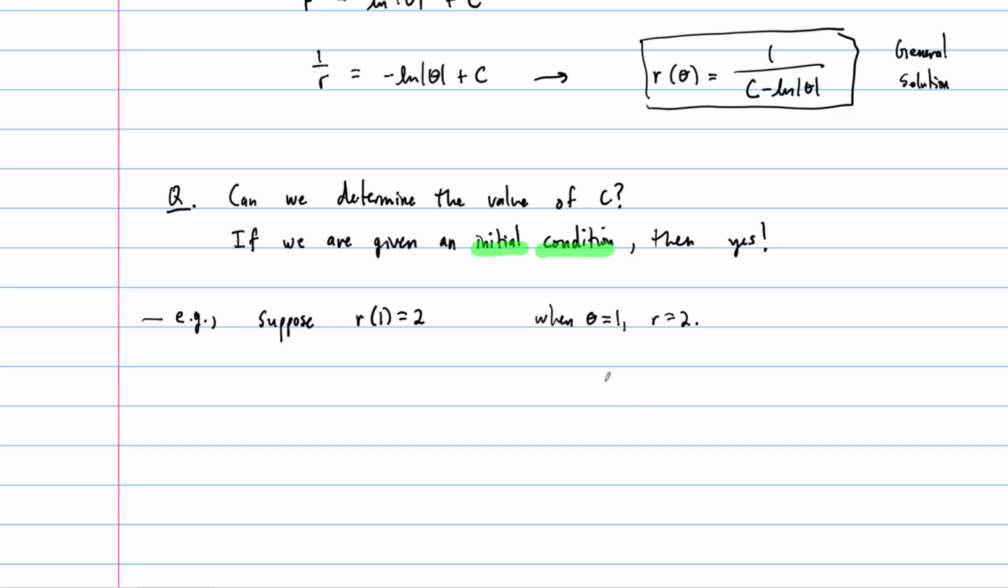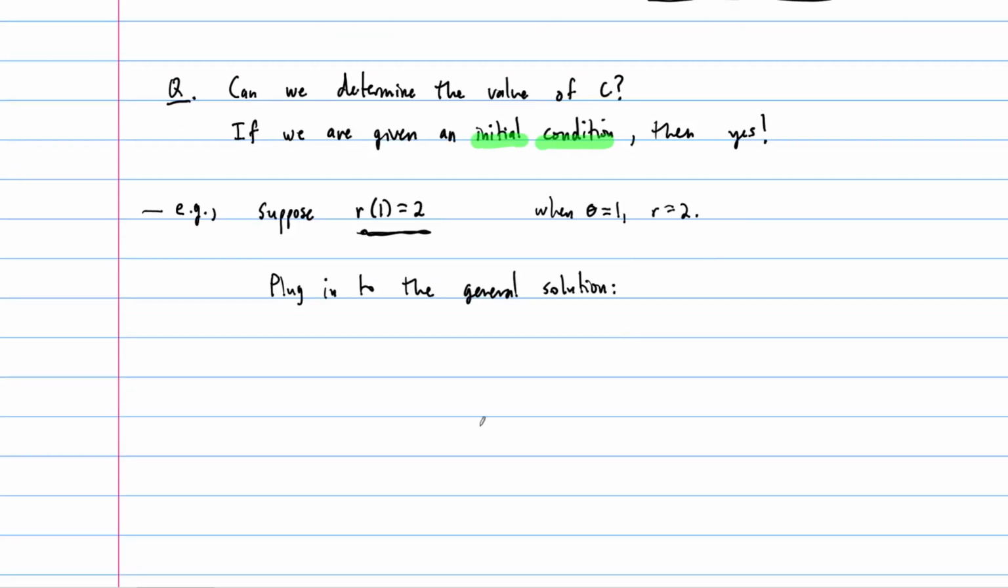Then what we can do is plug into our solution to solve for C, because now we have fixed data for r and theta, right? So we can plug this in to the general solution. What we're going to obtain is a particular solution to the problem with this initial data, right?